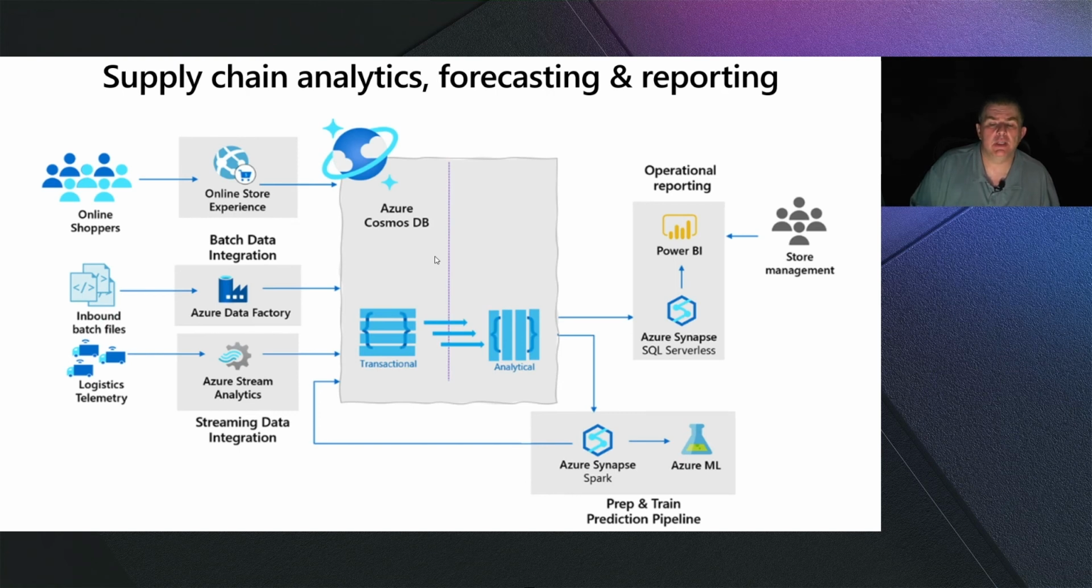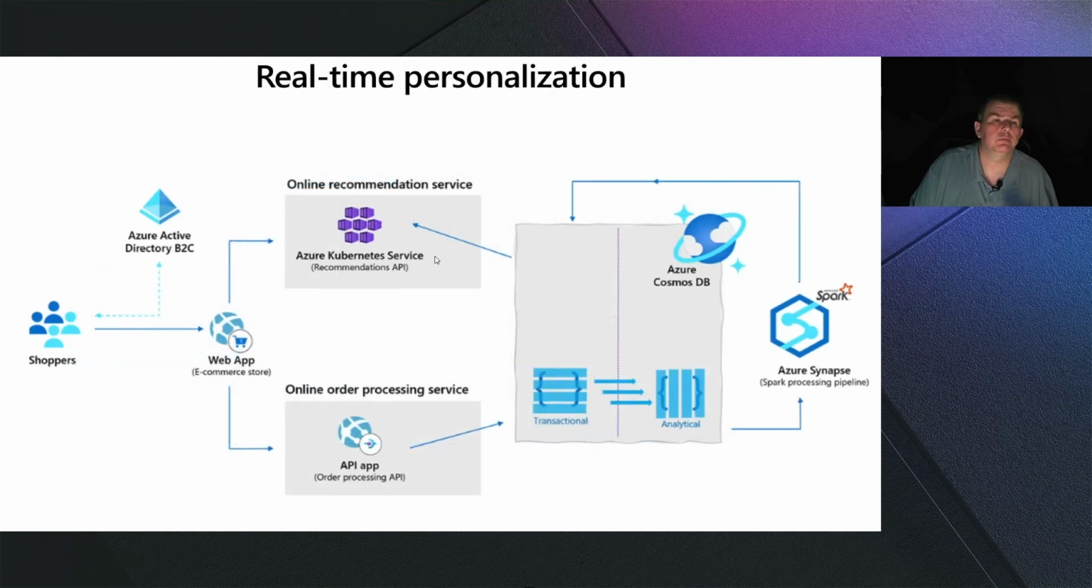You can also see us using Spark to do some data processing, and we can use Azure ML to do machine learning on top of that same data set. And so, very familiar patterns, but much simplified because of the ability to use Cosmos DB's transactional and analytical store, and to use Azure Synapse and the different analytical engines that we have there.